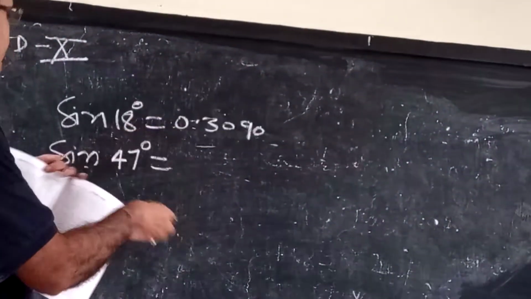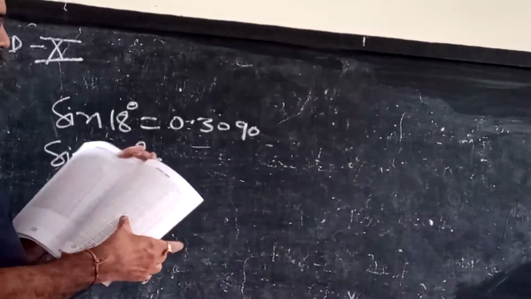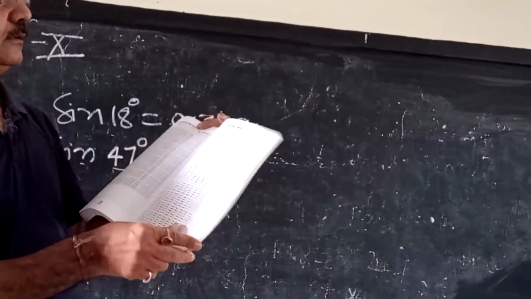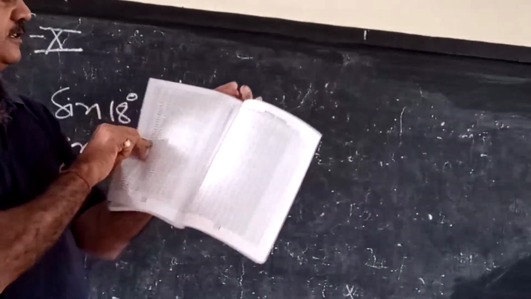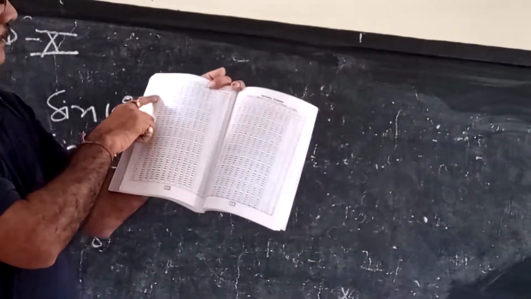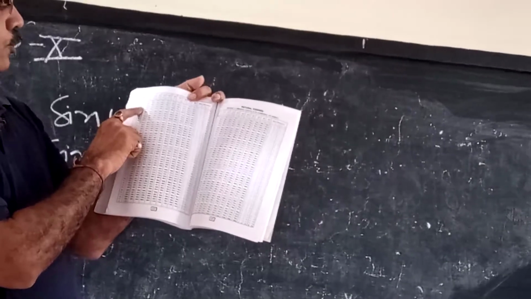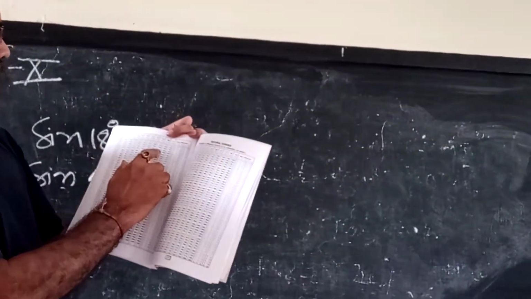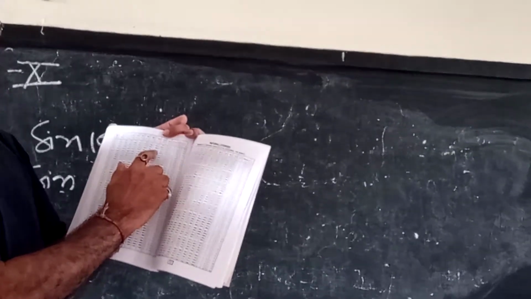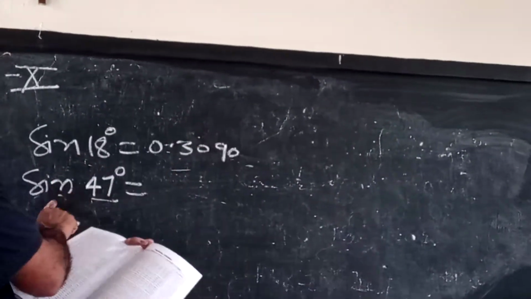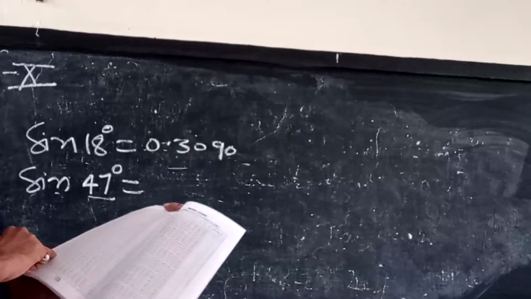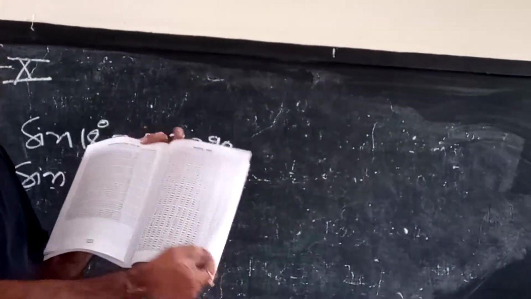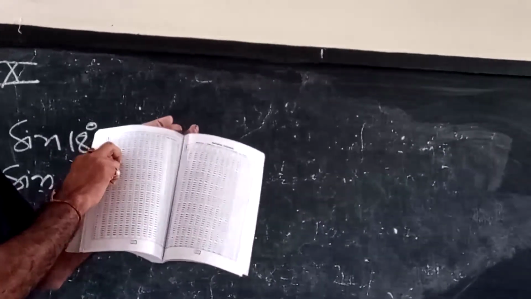So now, where is 47? See this thing. 47 here. You will see sine 47 degree in the 42 column. Once again, you have to find the 47 degree value. How will you find? See the extreme left column in the natural sine. Where is 47? 47 is here.